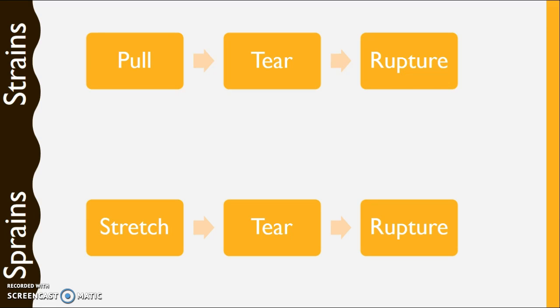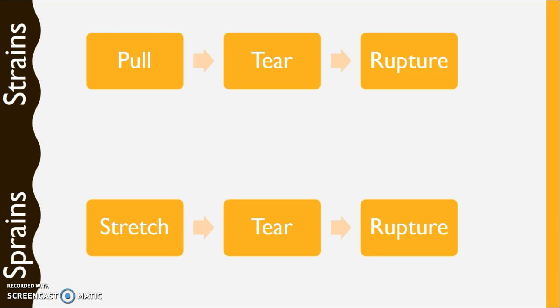So grade 1 is a pull, and this is when less than 10% of the muscle fibers have been damaged. In this case, the athlete can carry on with their sport, however, there might be a slight discomfort, so it is advised to stop.